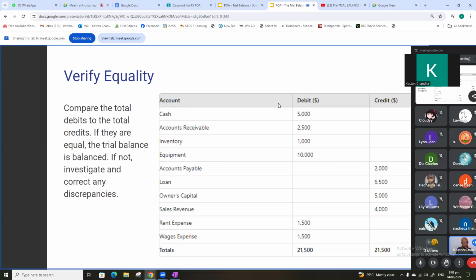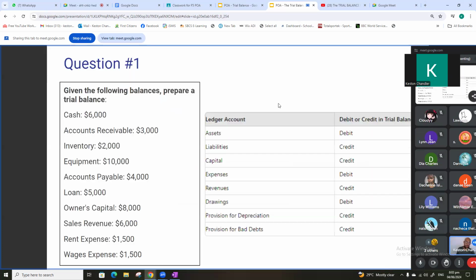All right, so we're going back to the question. Here's your question. The table on the right is reminding you whether you have a debit or credit balance in the trial balance for these ledger accounts. All right, everybody understand the activity? Just give me a thumbs up if you do.